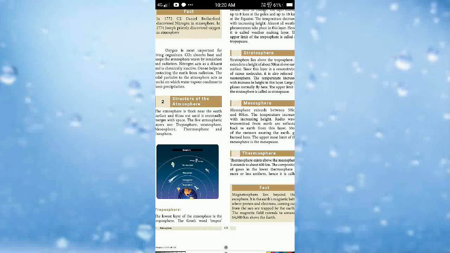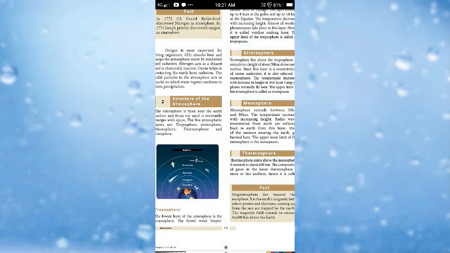The ionosphere is a layer of the thermosphere that contains ions and free electrons. Radio waves transmitted from Earth are reflected back to Earth from this layer. Which sphere is known for radio waves? Thermosphere. Why? Because the radio waves transmitted from the Earth are reflected back to the Earth from this layer. So the thermosphere is the sphere where radio waves are reflected.